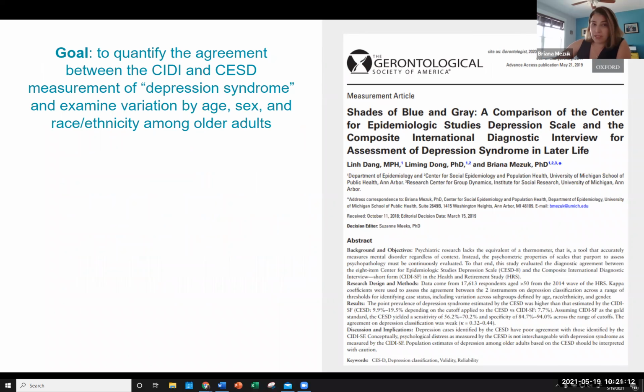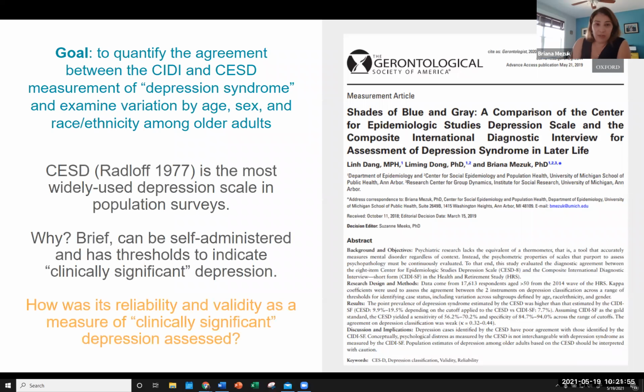So I want to talk about one example real quick of a study that I did last year on the CESD. This was using the Health and Retirement Study, and I'm happy to send out this paper. Our goal was to quantify the agreement between the CIDI, which is the Composite International Diagnostic Interview, a more well-validated measure of depression in the general population but not as widely used by any means as the CESD as a measure of depression syndrome. And we wanted to examine variation in that agreement by age, sex, and race and ethnicity among older adults.